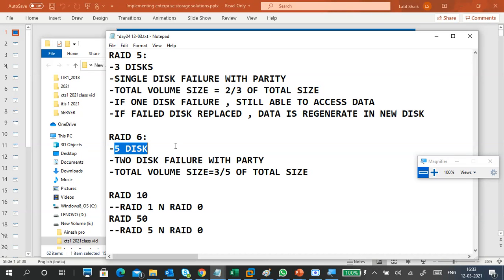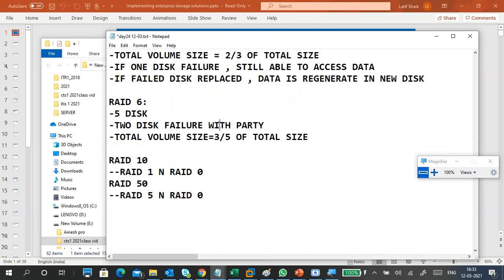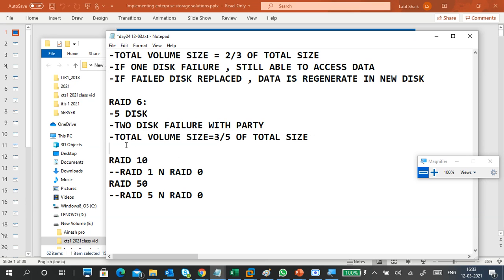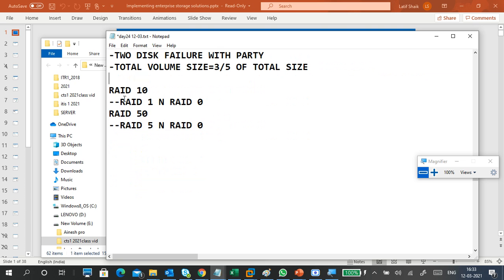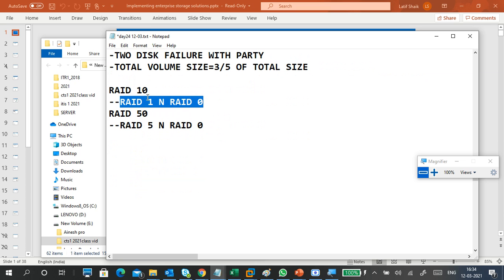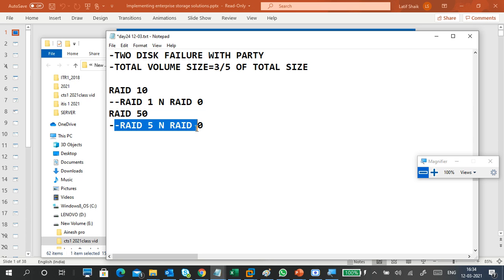In RAID 6 we are using 5 disks, and if 2 disks fail, no problem, we can use it with the parity. The total volume size is 2 by 5th of the total size. So this is about your RAID 6. There are different RAIDs also available. Combining RAID 1 and RAID 0 becomes RAID 10, combining RAID 5 and RAID 0 becomes RAID 50.